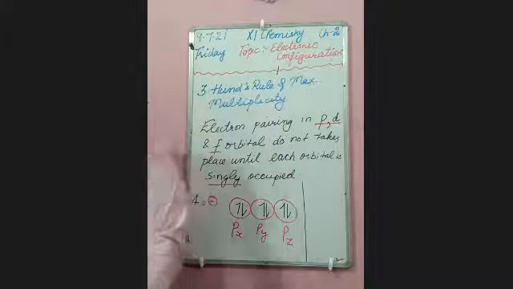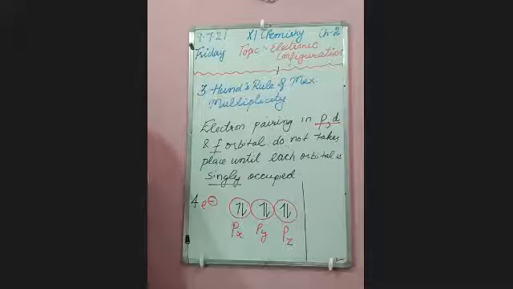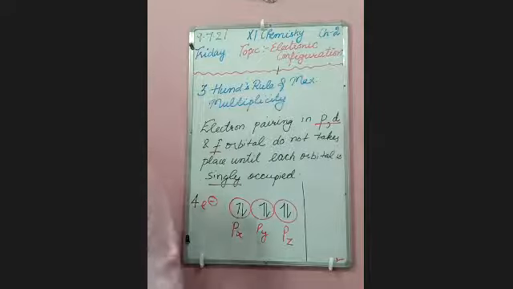So dear students, these are the 3 rules on which electronic configuration depends. Is there any doubt till now? Please let me know. Or if it is clear, give me thumbs up fast.